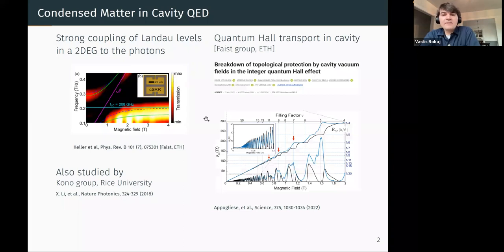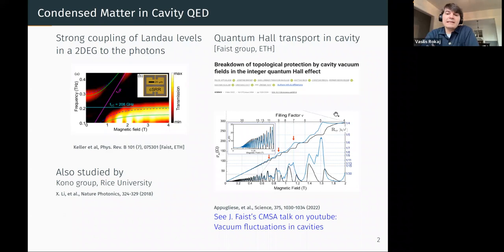Most interestingly, people have now been able to study transport in these settings. It has been shown that both the magnetotransport, for example the Shubnikov-de Haas oscillations in quantum Hall systems, and also the quantum Hall transport can be affected by vacuum field fluctuations. There was a talk a few weeks ago by Jérôme Feist, who is leading this group doing these really exciting experiments, which you can find also on YouTube. I will not talk much more on this, but this is a really great reference.